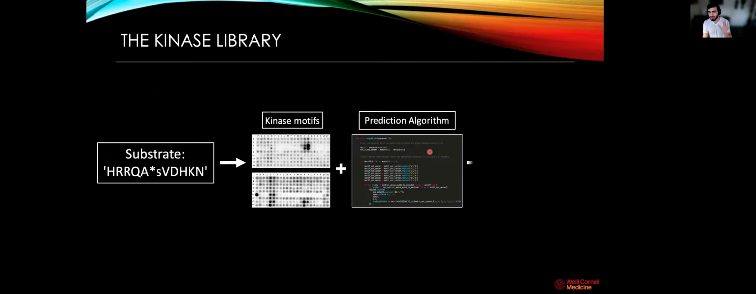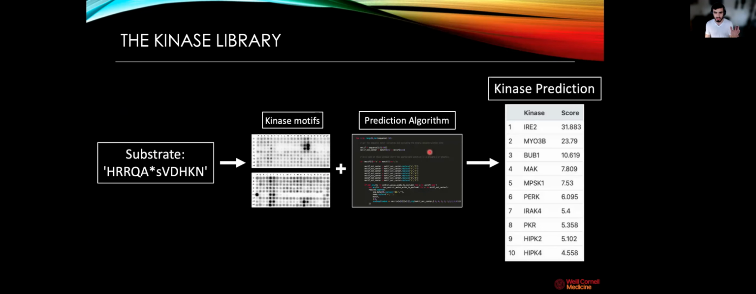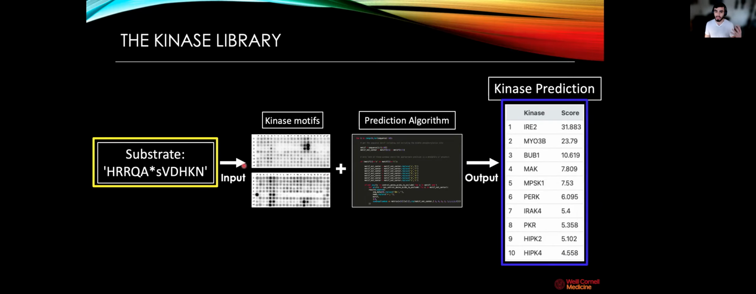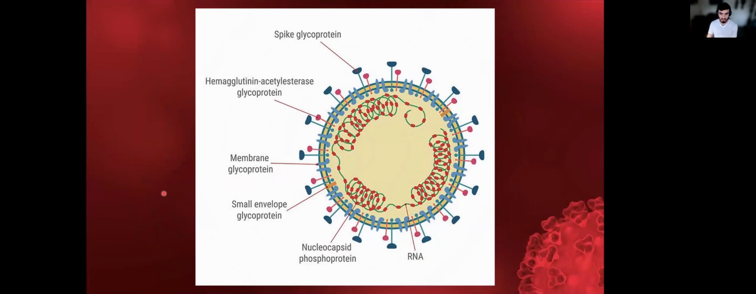So without going into the details of the computational scoring system, because I want to tell the story about COVID-19, all you should know is that our system takes a substrate as an input, and together with all the motifs that we have in a prediction algorithm, you get an output, which is a sorted list of all the human protein kinases sorted by the favorability score for that particular motif. So what does that have to do with COVID-19?